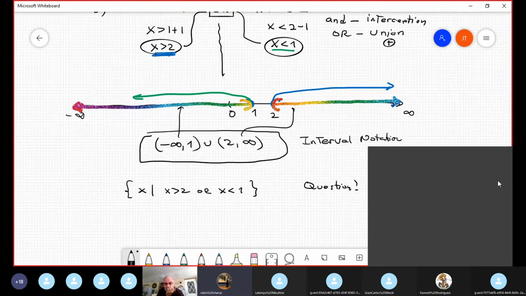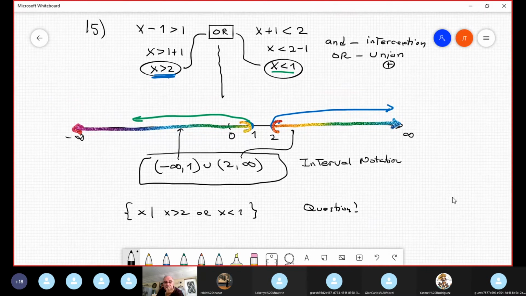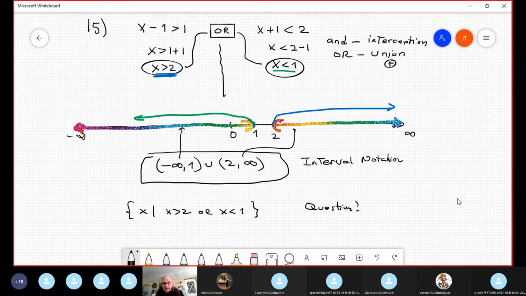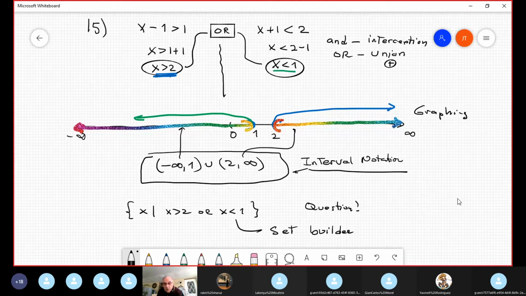Well, you need to be aware that there are basically three different ways to express the final answer in an inequality. One way is graphic representation. Another way is interval notation. Another way is set builder notation. So you need to be aware in the test. In my test, I prefer this way.